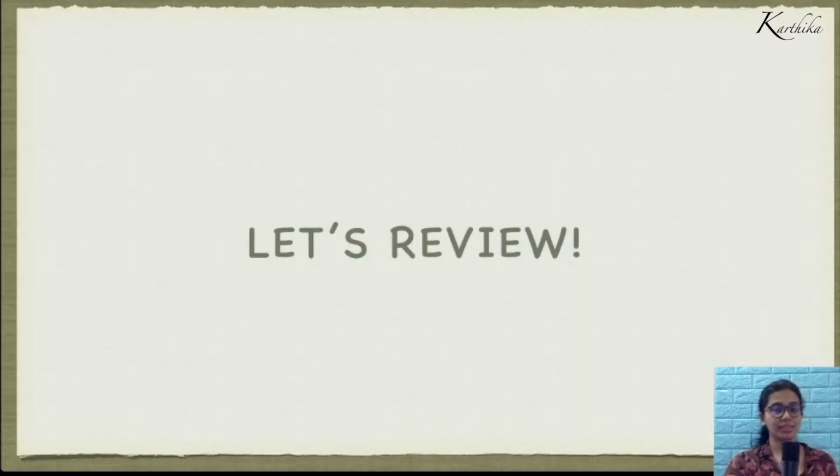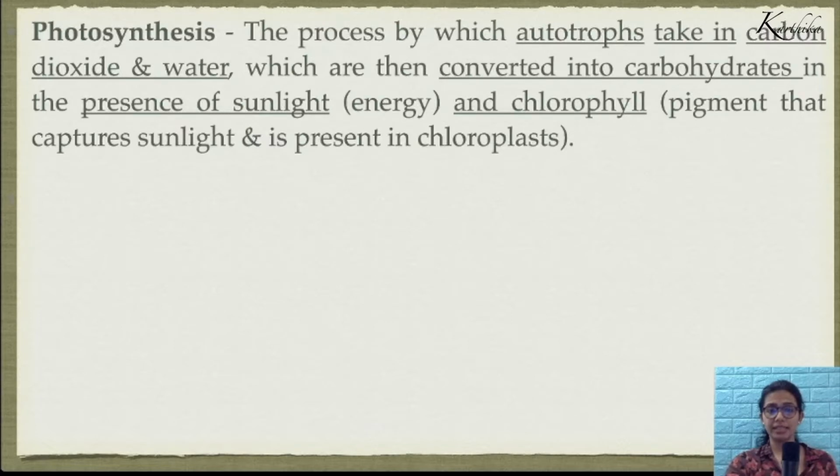Before we begin today's lesson, let's review what we already know about photosynthesis, because the activities we are going to be doing are about factors affecting photosynthesis. So it's important we review and get our facts straight about what photosynthesis is. We already learned that it's the process by which autotrophs take in carbon dioxide and water, which are then converted into carbohydrates, in the presence of sunlight and chlorophyll. Chlorophyll is a pigment that captures sunlight and it's present in chloroplast.